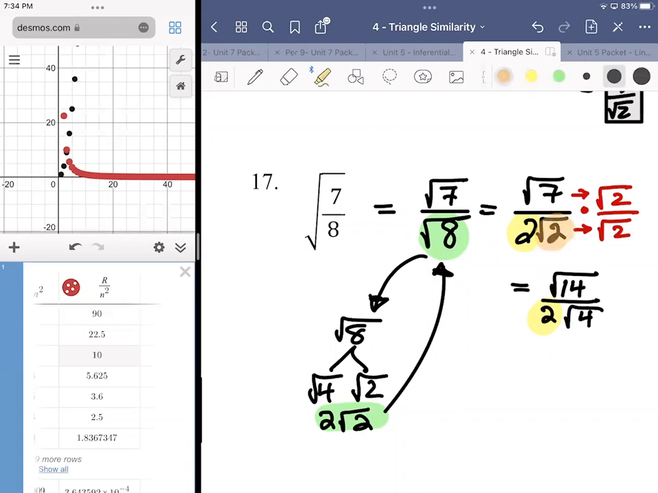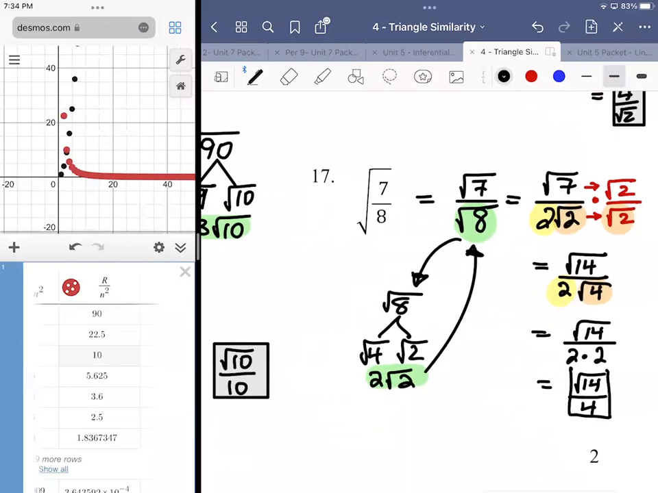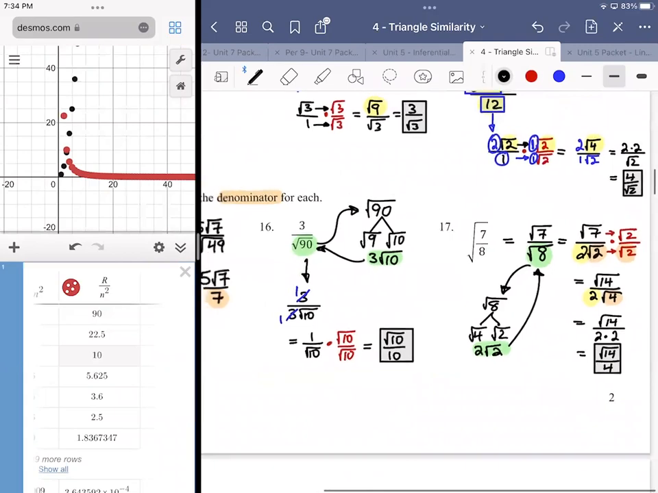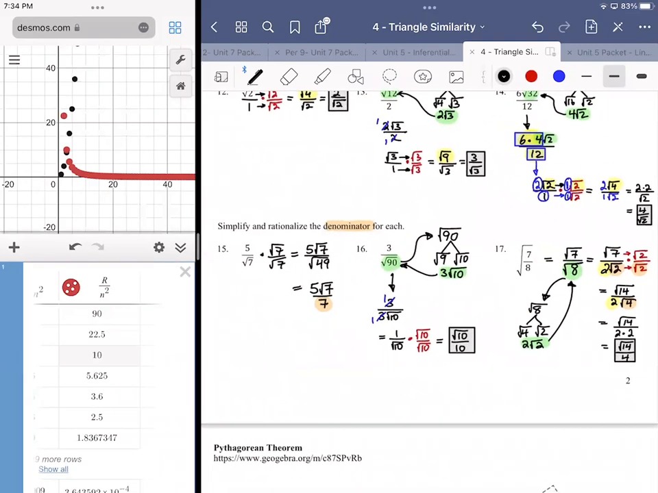Let me lose this color here. And then we could simplify a little bit more. Radical 14 over 2 times, well, the square root of 4 is 2. So radical 14 over 4. And that would be the simplest form fraction with a rational denominator.